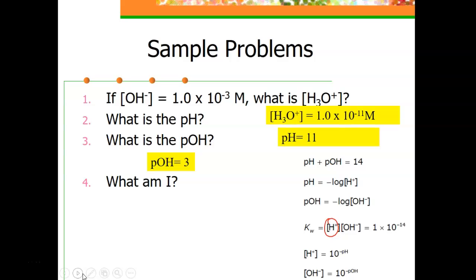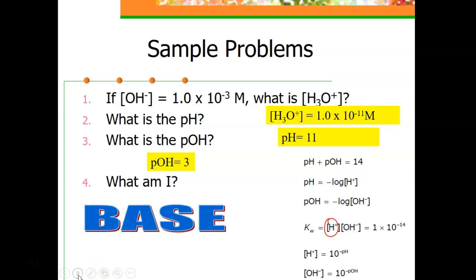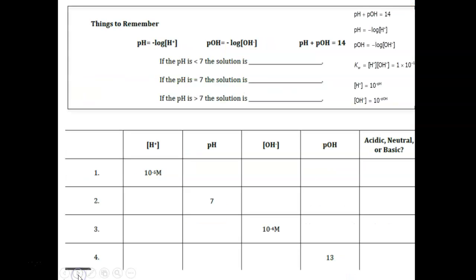Then the next question, what am I? Am I an acid or a base? So you can look at pOH and take the opposite, or better yet, the best way to determine whether or not you're acid or base is use the pH scale. Remember, if you're less than 7, you are an acid. If you're greater than 7, you are a base. If you're 7, you're neutral. This is a pH of 11. So therefore, I am a what? A base. All right. Okie dokie.